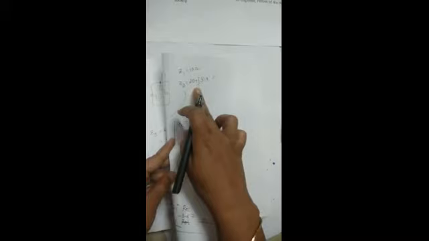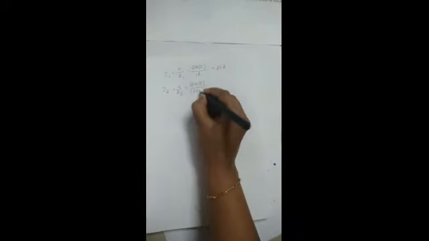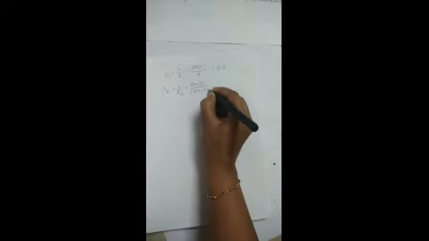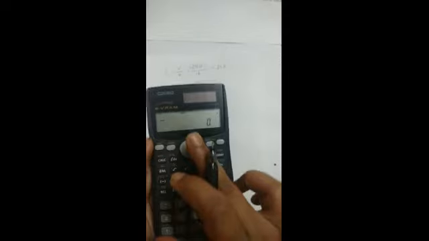Z2 is 20 plus j31.4. We can write it in brackets as (20 plus j31.4). So we can do this one. As I told you, again, this one should be in complex form, so this has to be taken.